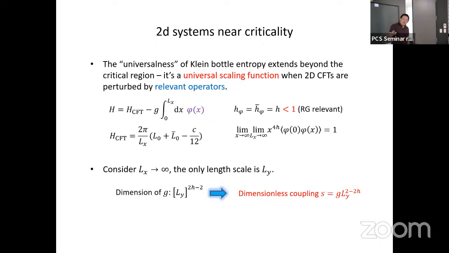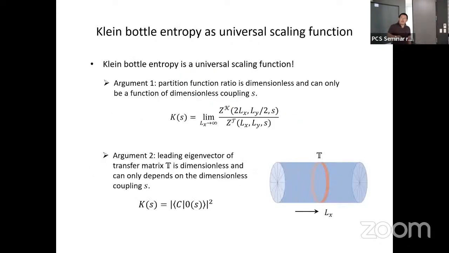So then it means that it's better to work with the so-called dimensionless coupling. You multiply this coupling constant with Ly to the power of 2 minus 2h. Then this would be a dimensionless quantity. So it quantifies how large this perturbation is. That's actually quite nice, because now I have two arguments telling you why the theory, a dimensionless quantity, only depends on this dimensionless coupling. First of all, I want to say that the Klein bottle entropy now is a universal scaling function, and I have two arguments. First, if you consider this ratio here, which I already introduced, this ratio must depend on the coupling, but now it's better to write it as the dimensionless coupling s, because it tells you how strong this perturbation is.